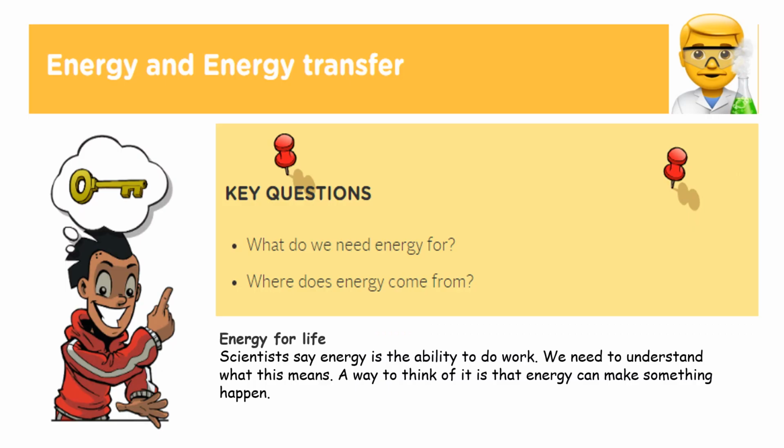Energy and energy transfer. Key questions: What do we need energy for? Where does energy come from? Scientists say energy is the ability to do work. We need to understand what this means. A way to think of it is that energy can also make something happen.